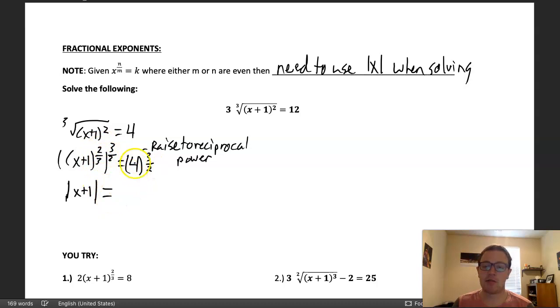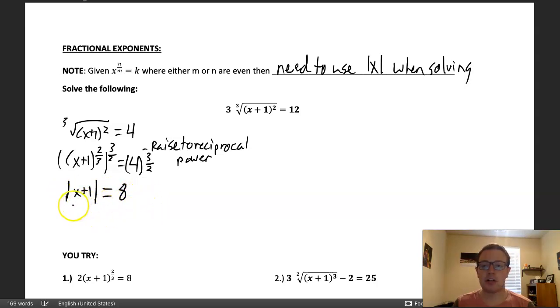And then we have to figure out what 4 to the 3/2 power is. Now you could throw this into your calculator, or we could do this by hand. 4 to the 3/2, that's saying the square root of 4 cubed. Square root of 4 is 2, and 2 cubed will give us 8. Otherwise, if you're not comfortable with this, you can just do it in your calculator. So here we have the absolute value of x + 1 is equal to 8.